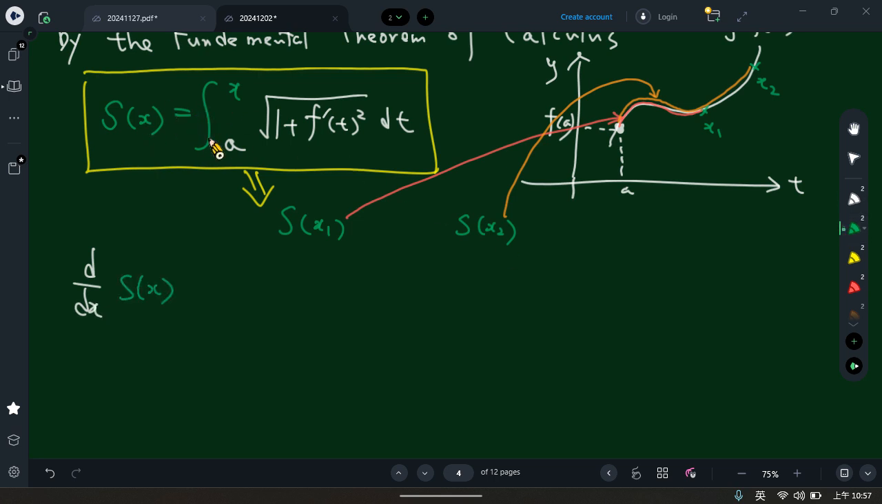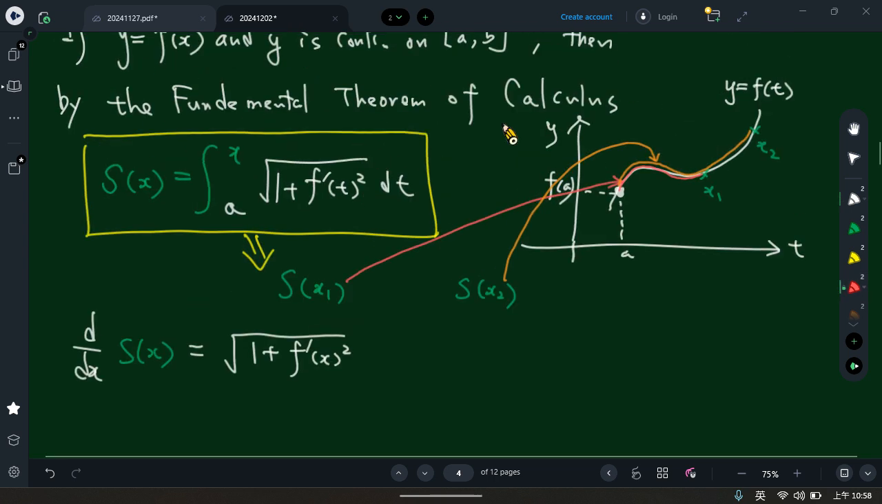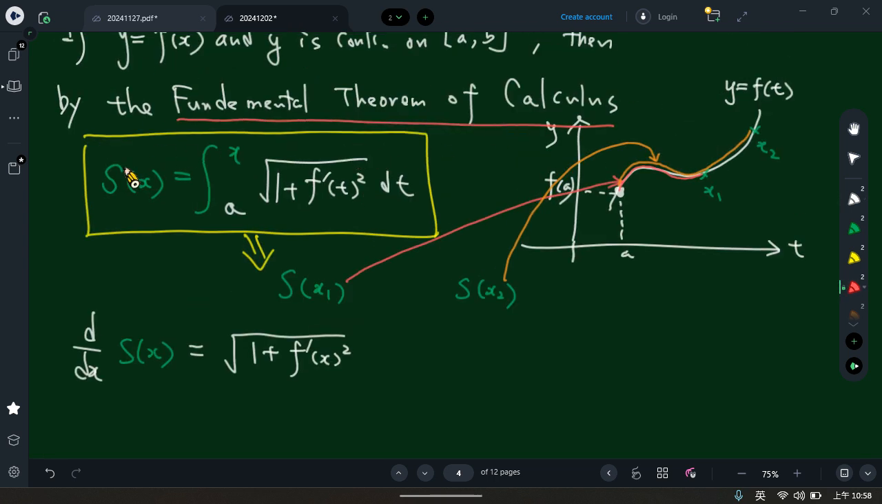So right now we already have this, right? And we are trying to differentiate the defined function of s of x. Then you will get the square root of 1 plus f prime x squared. Why? Because we just use the fundamental theorem of calculus. We just integrate this form, then differentiate the outcome. So integrate, then differentiate, of course, we will go back to the original integrand, right? So it will become this one.